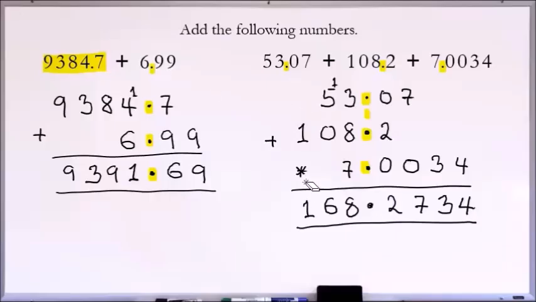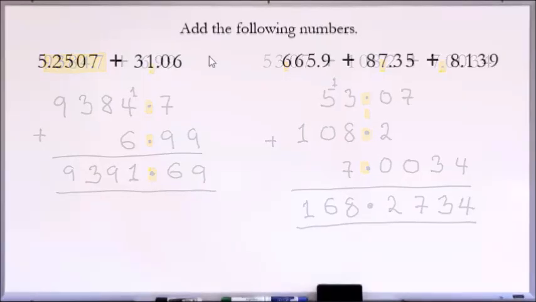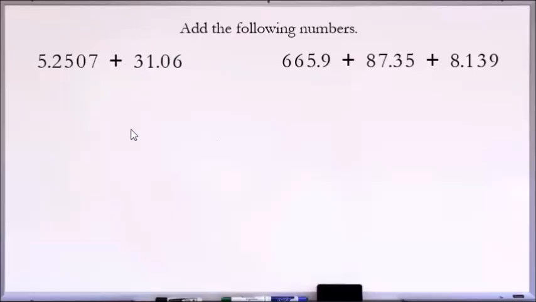Okay, so we have the original question here. That's 5353.07 here, 0.07, 108.2, 7.0034, and that gives us 168.2734. Beautiful.